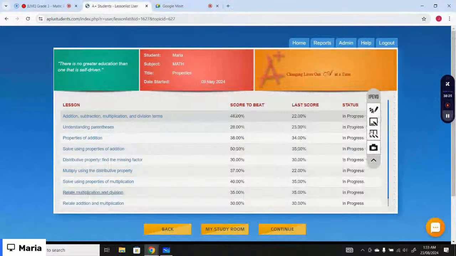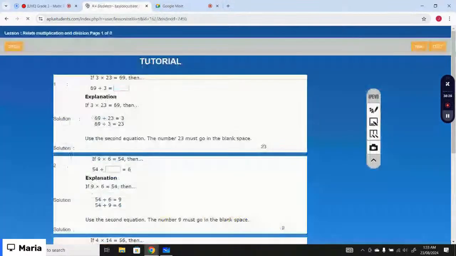The next lesson is relate multiplication and division. Okay, so basically multiplication and division, like addition and subtraction, are related. In the same way multiplication and division are related. They are opposite to each other, right?